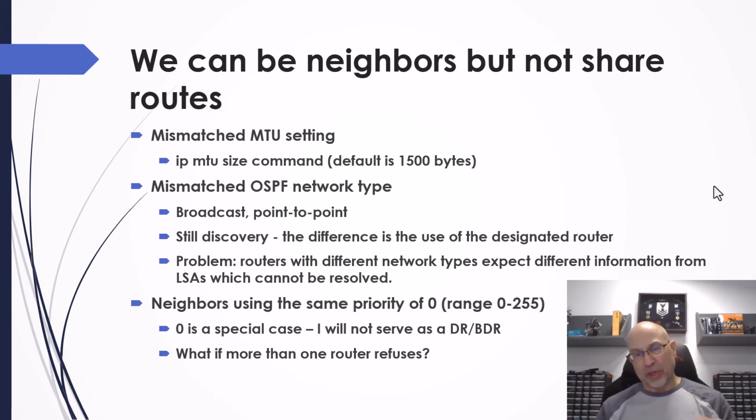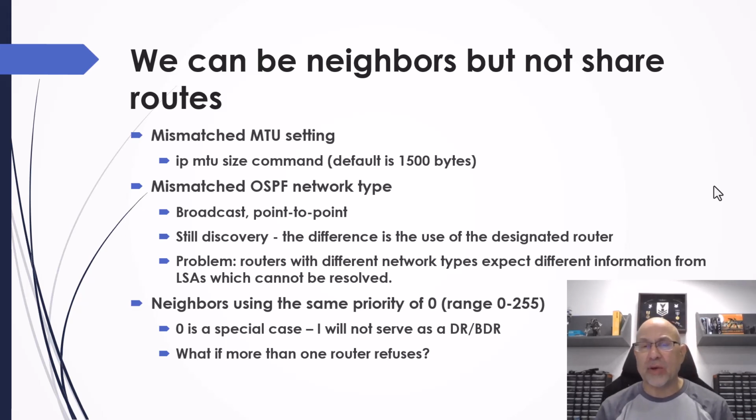Now, when we were going through all of the things that will cause a neighbor relationship to fail, I had an asterisk all the way down the bottom. That's because these things are problems, but they're not things that will stop you from being neighbors. They are things that will stop you from exchanging routing information. So that whole database exchange and the whole exchange of actual network destinations will not happen if you have these problems, right?